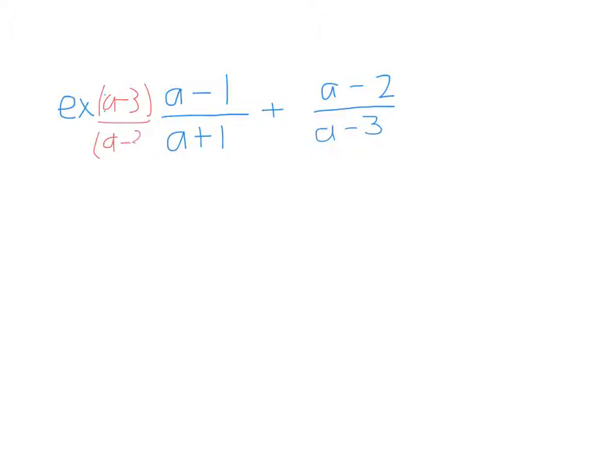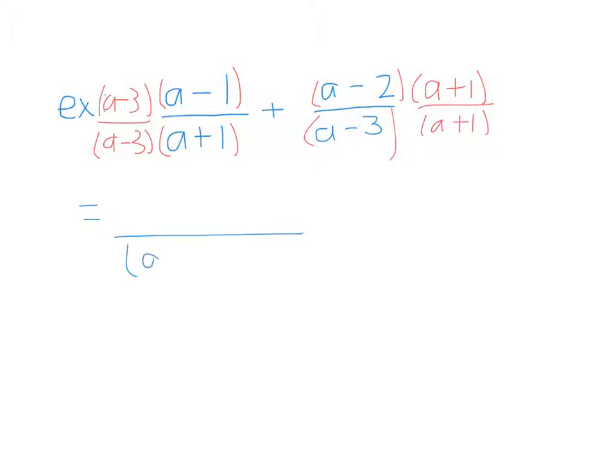And keep in mind that we're multiplying that a minus 3 times the entire quantity, a minus 1 in the numerator and a plus 1 in the denominator. The other rational expression we're going to multiply by the denominator of the first one, so a plus 1 over a plus 1. And again, we're multiplying the entire quantities. So we have our common denominator now, a minus 3 times a plus 1. No need to multiply that out.